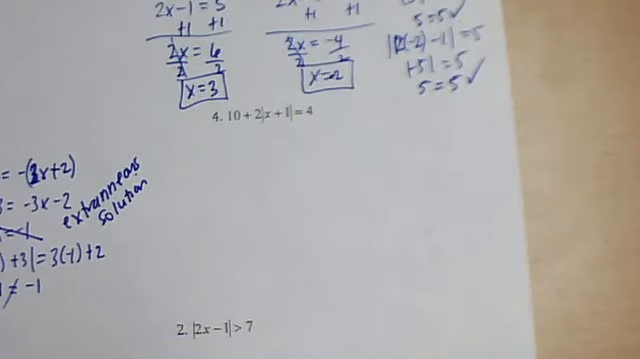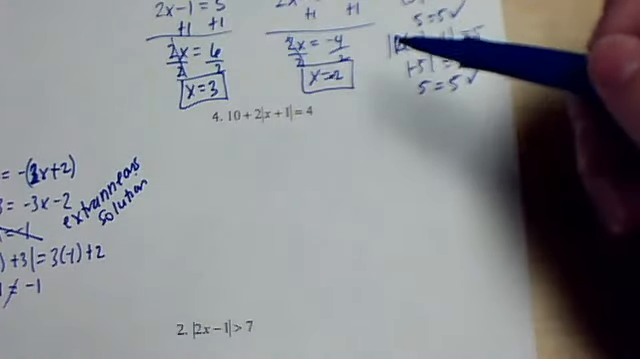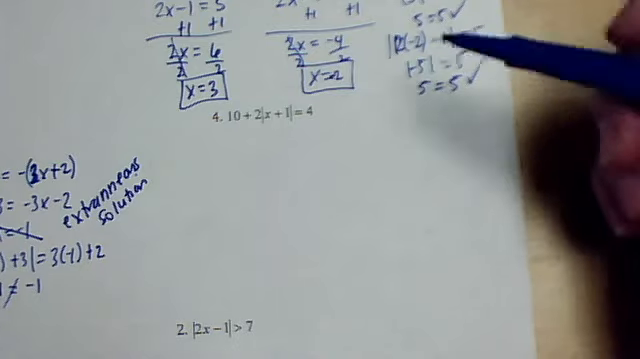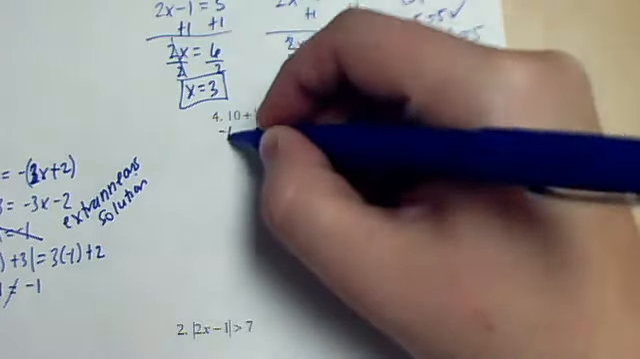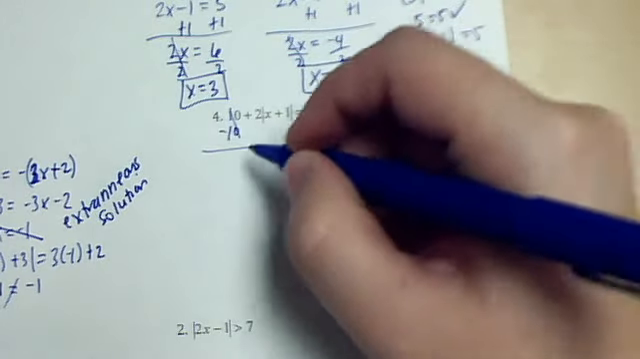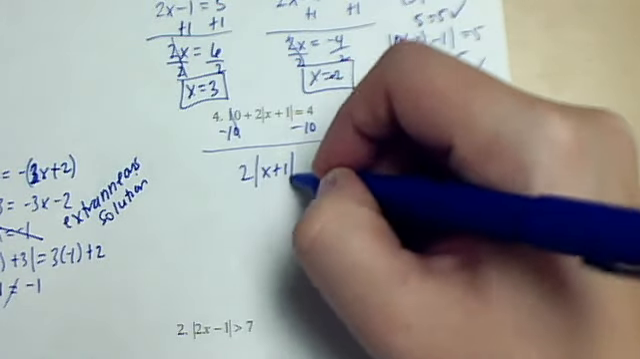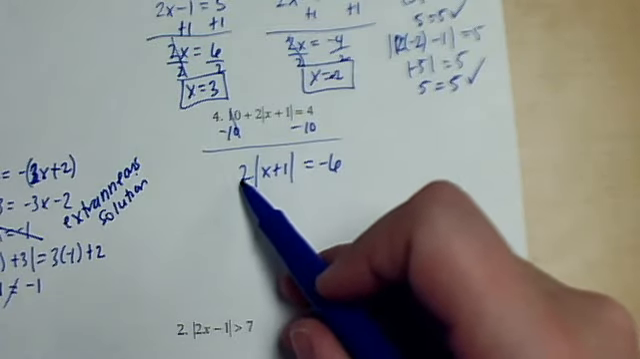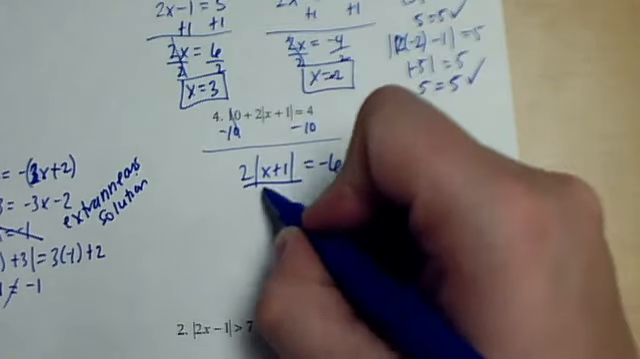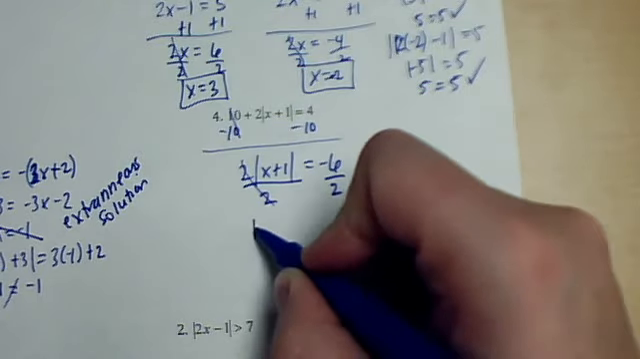Last example for today is number 4. In order for us to even get rid of the bars, we need to isolate them. We need to get them by themselves. So in order to do that, I need to subtract 10 from both sides. And then I also need to get rid of that 2. So this really says 2 times that absolute value, so I'm going to divide by 2.